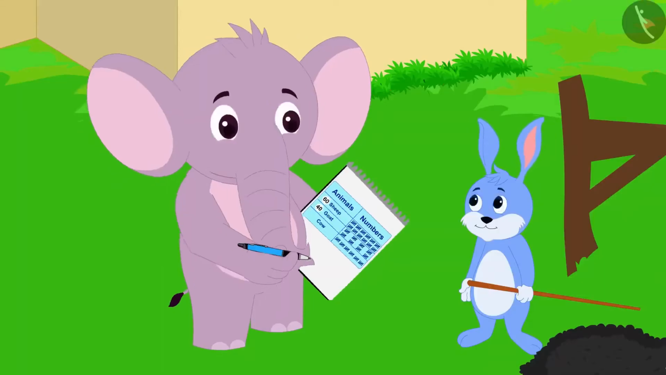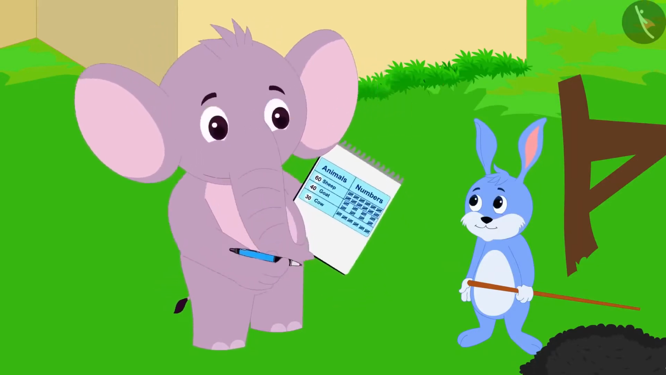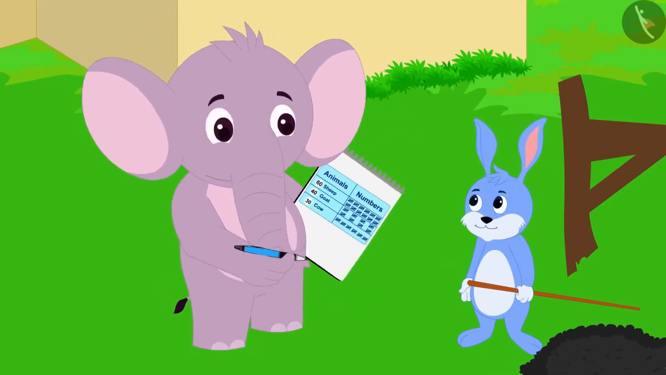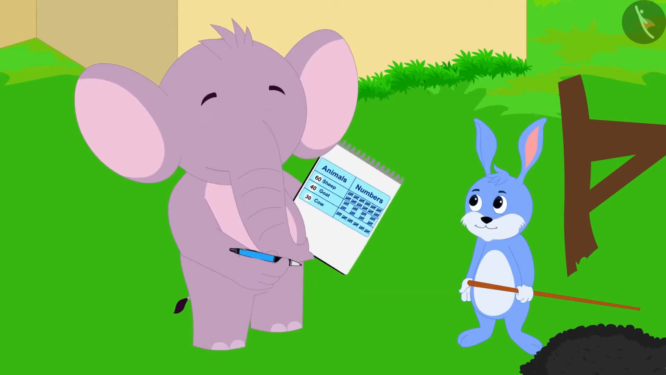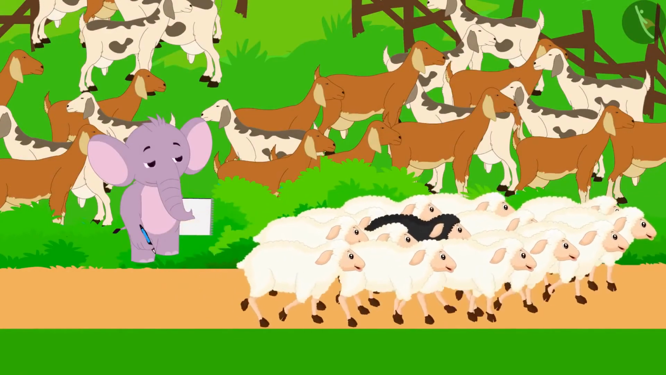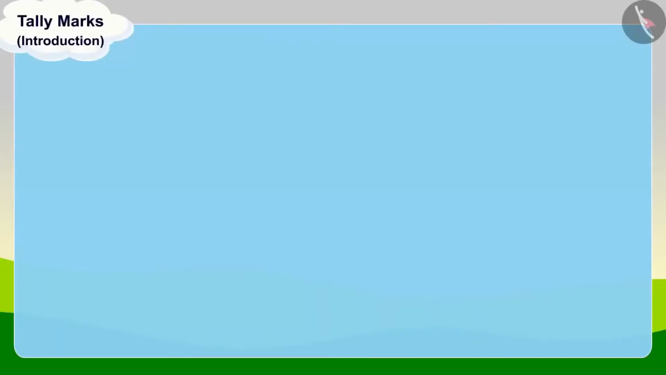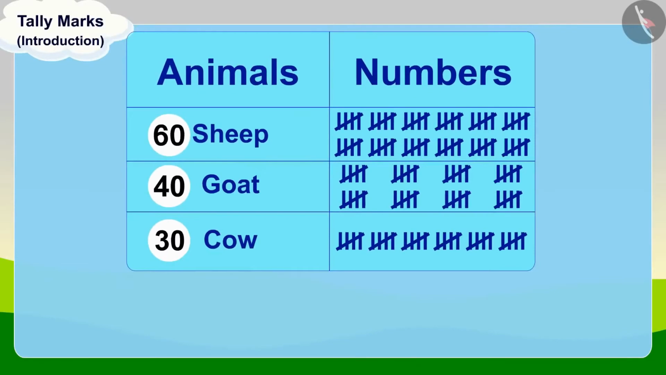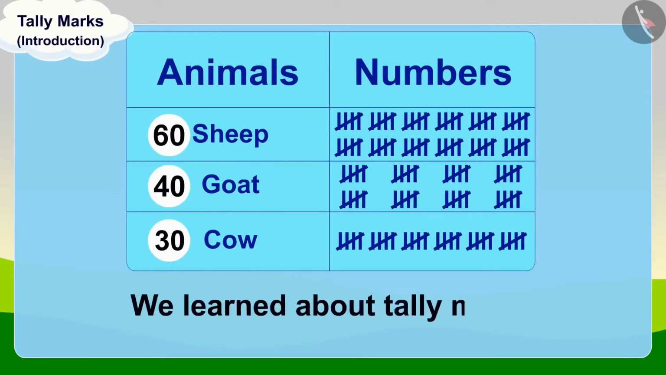Appu too found out the total number of cows. He thanked Bunny for telling him about tally marks and gave him his sheep to graze. Children, in this lesson we learned about tally marks. In the next video, we will learn more about it through some interesting examples.